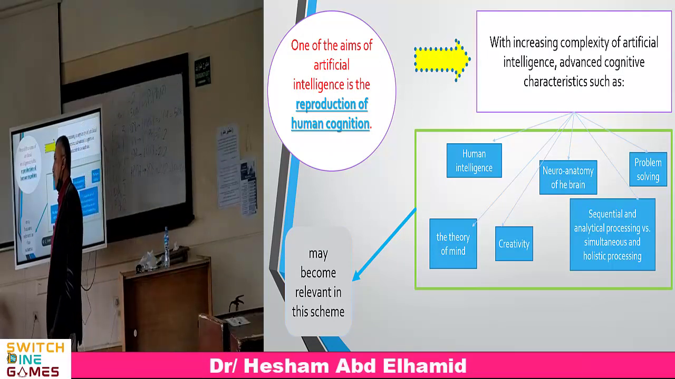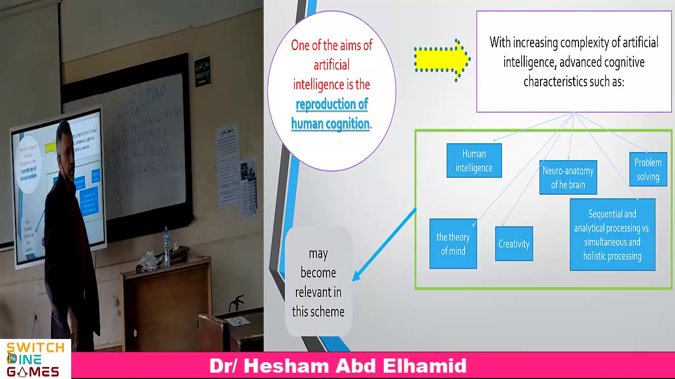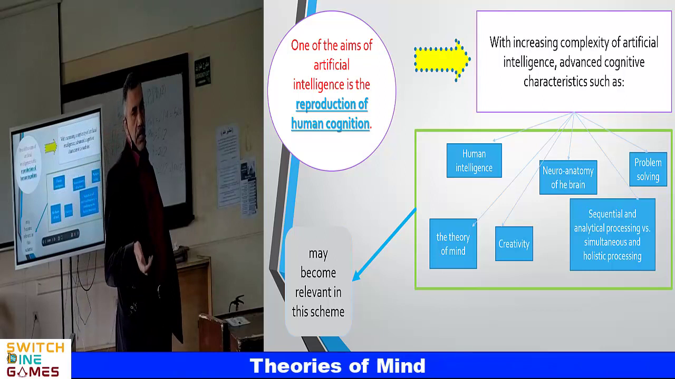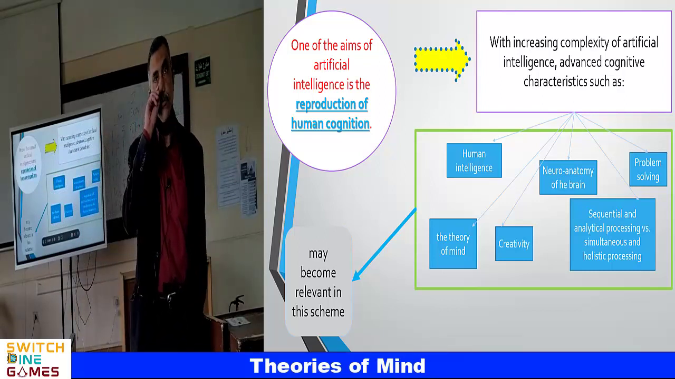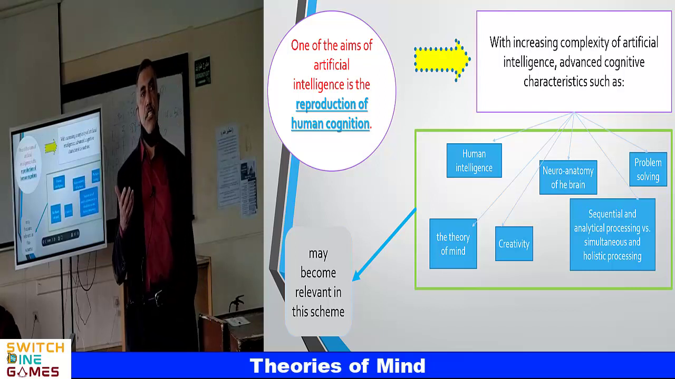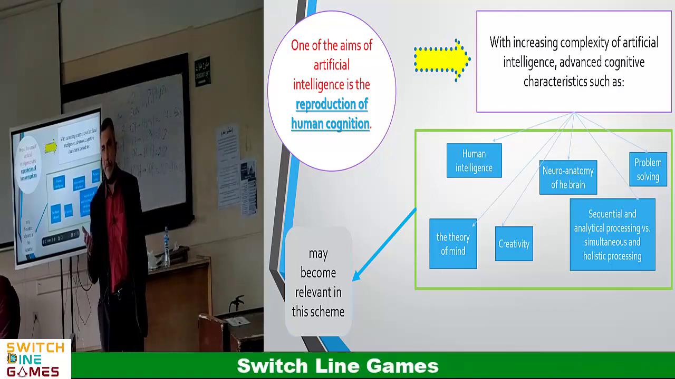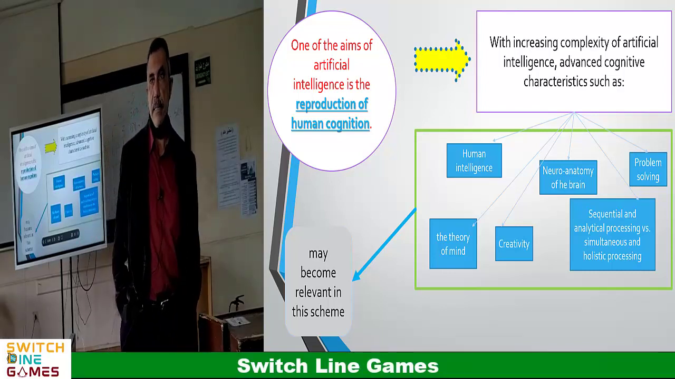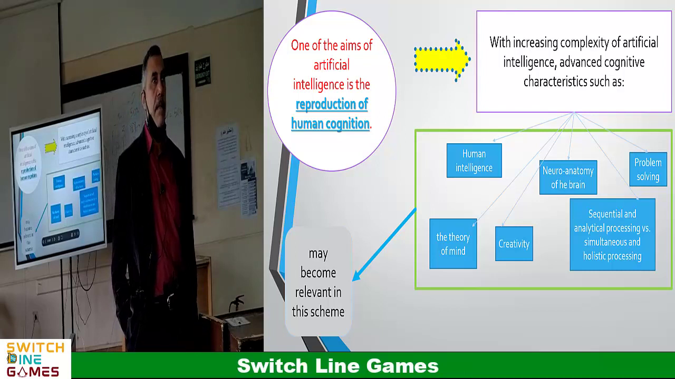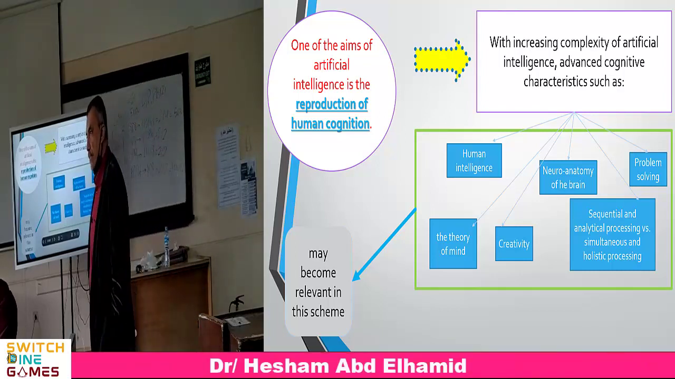Trying to recap what we said before. In the last two lectures, we talked about what the meaning of artificial intelligence is. What's the meaning of artificial intelligence?